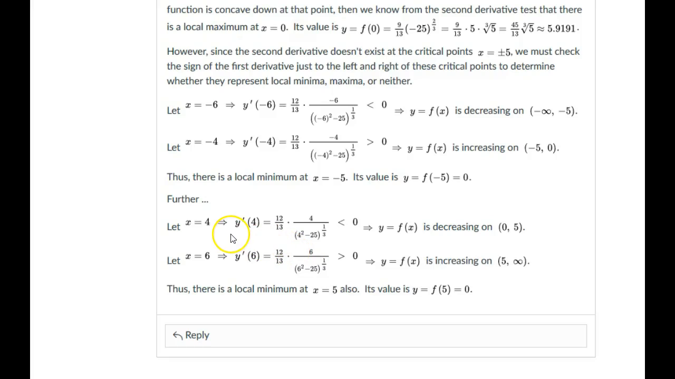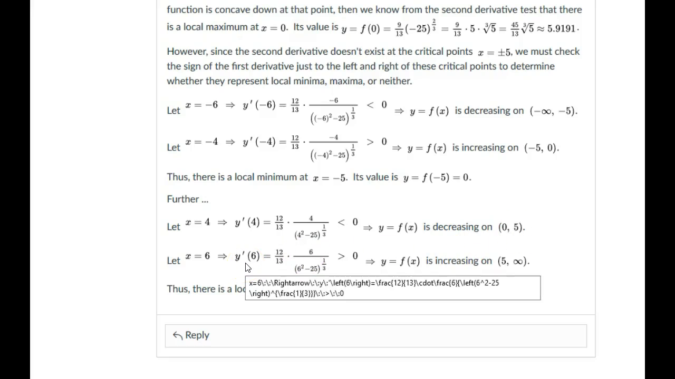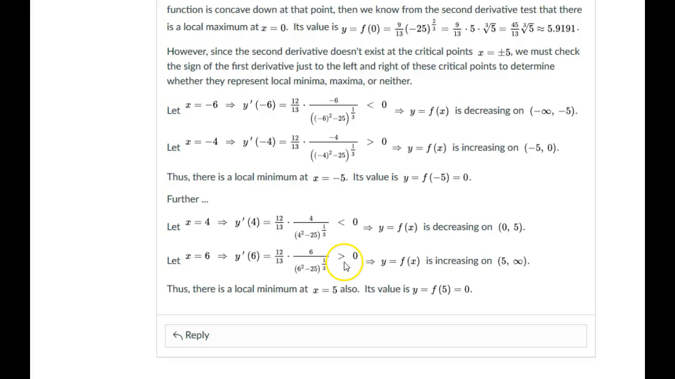So then we have to check x equals 5. Just to the left and just to the right, you plug in x equals 4 and x equals 6. If you plug in x equals 4, you get positive over negative, right? 16 minus 25 is negative. Cube root of negative 9 is negative. Positive over negative is negative, which means it's decreasing on 0 to 5. Plug in 6. y prime of 6 is now positive, which means it's increasing on 5 to infinity.